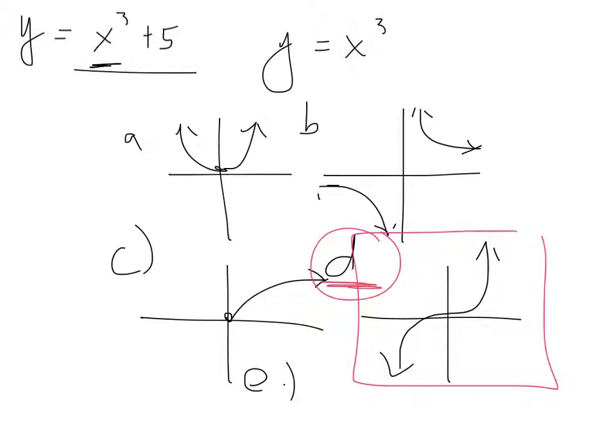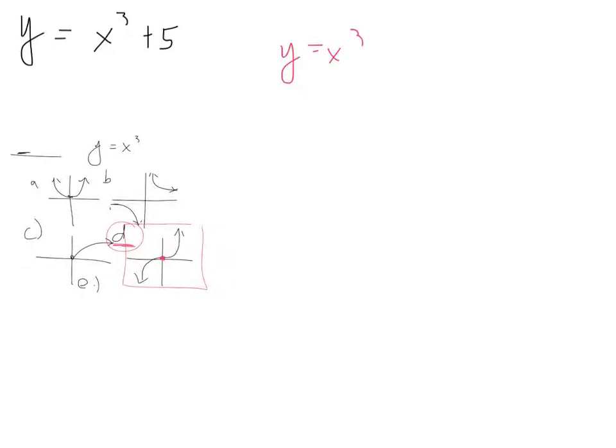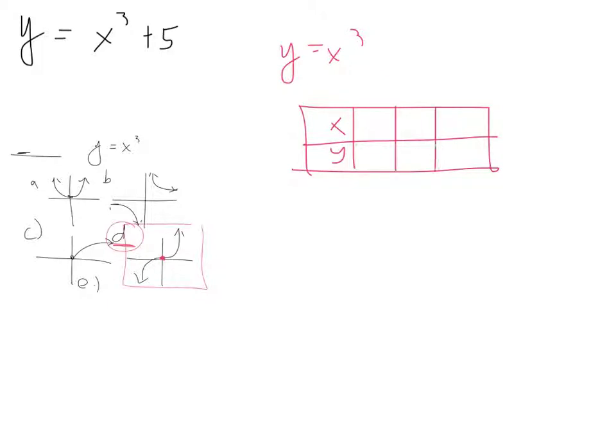Now, if we use the tabular method, the best choices for x will be -1, 0, and 1. So let's use that. If we have a table of values for y equals x cubed, I have x, y. For basic graphs, our options would be -1, 0, and 1. If x is -1, what is the value of y for y equals x cubed? What do you think? What is y when x is -1? -2? You sure? -1.